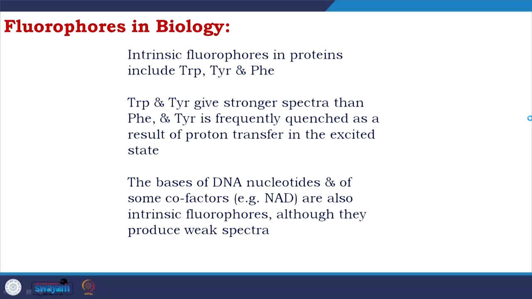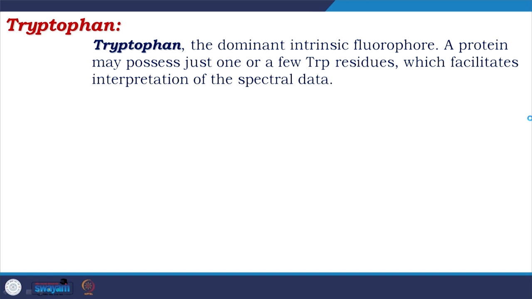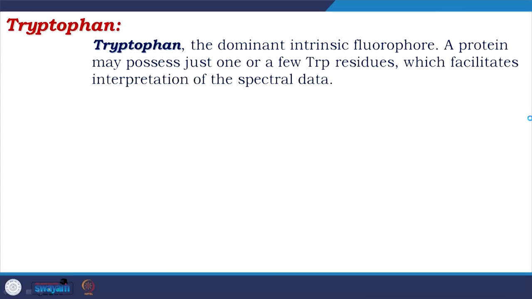The bases of DNA nucleotides and some cofactors like NAD are also intrinsic fluorophores, although the spectra produced are quite weak. So, as I told, tryptophan is very important when it comes to the study of fluorescence of protein. Tryptophan is the dominant intrinsic fluorophore, and a protein may possess just one or a few tryptophan residues, which facilitates interpretation of the spectral data.